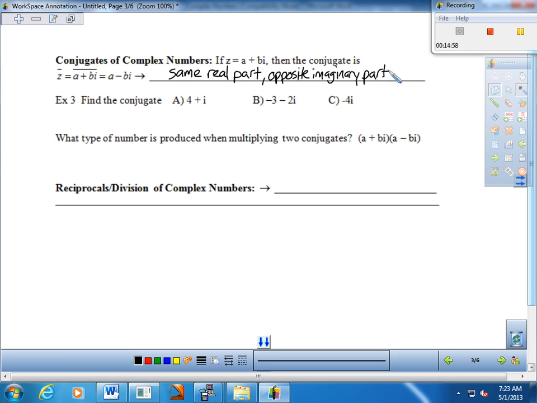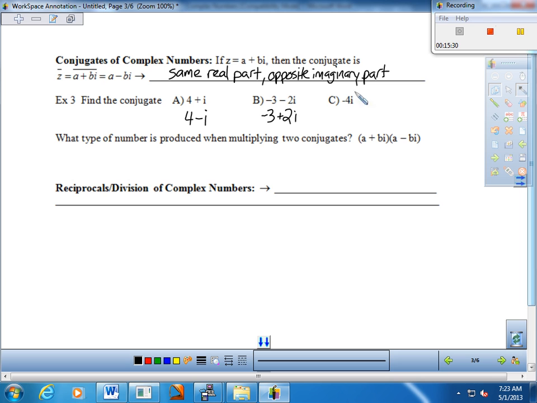All right, so example 3 should probably take us literally about 10 seconds total here. It just says find the conjugate. So same real part, opposite imaginary part. So the conjugate of 4 plus i, very simply everyone, is 4 minus i. Same real part, opposite imaginary part. Letter B, negative 3 minus 2i. And so negative 3 and then plus 2i. And you'll see the rationale for using these conjugates in just a couple minutes here. Give it a moment to develop if you would.